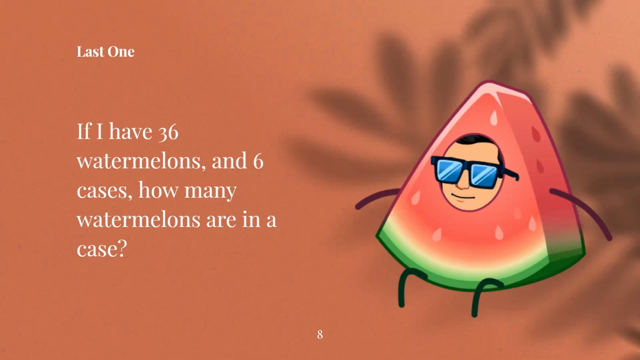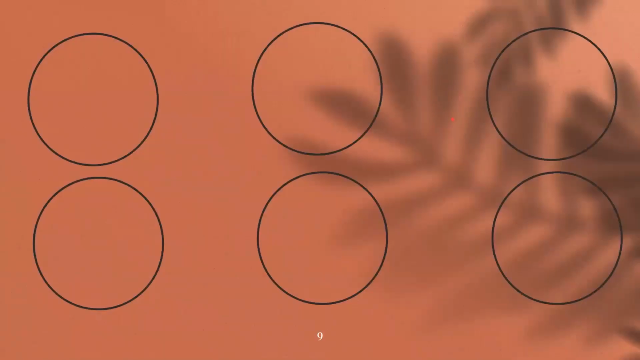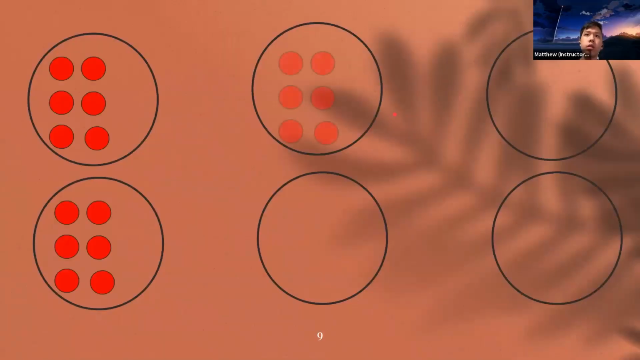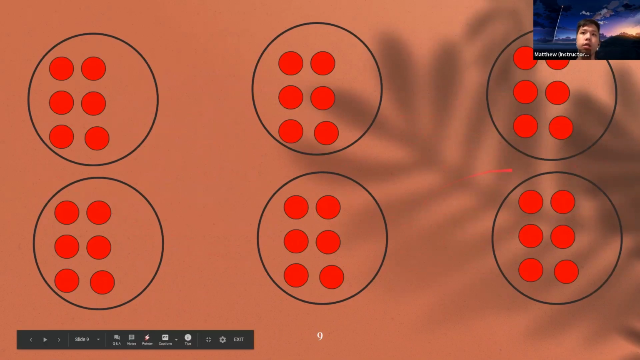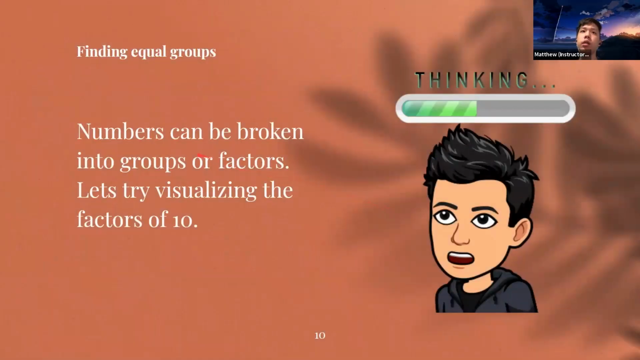Six. Correct. So, it will be 6. As you see, all these after 36. So 36 divided by 6 is the same as 6. So, numbers can be broken down into groups or factors.